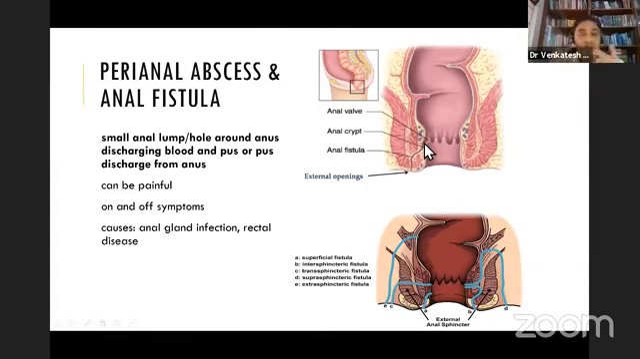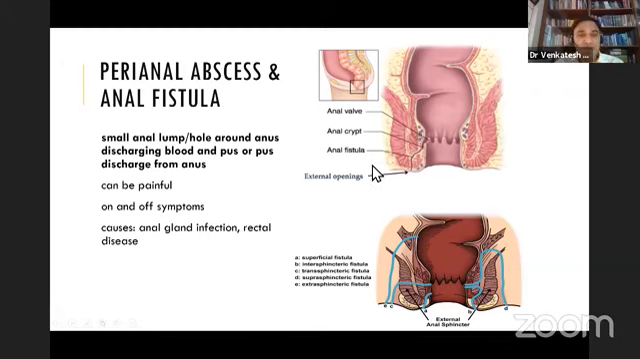So that's why anal fistulas, 99.99% of the time, will need some form of treatment, surgery. They just don't go away. All right, so that's very important to remember. So this is an anal fistula.